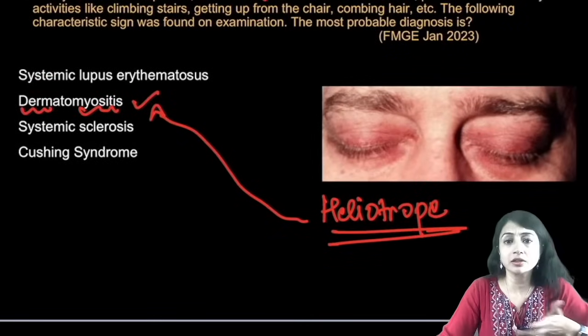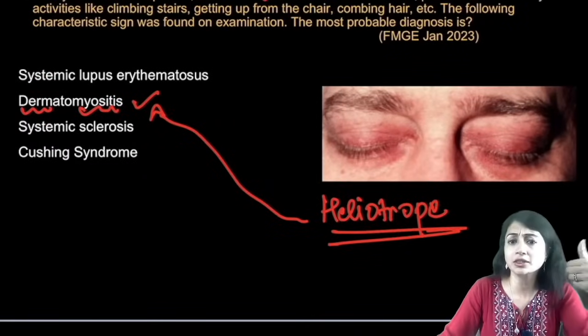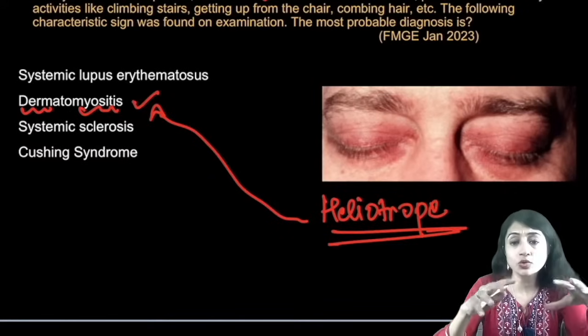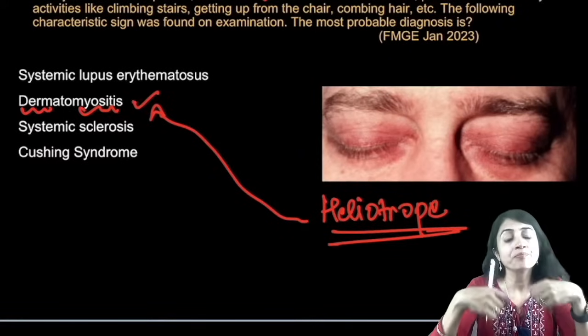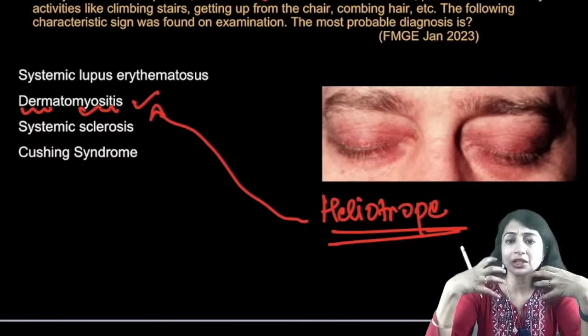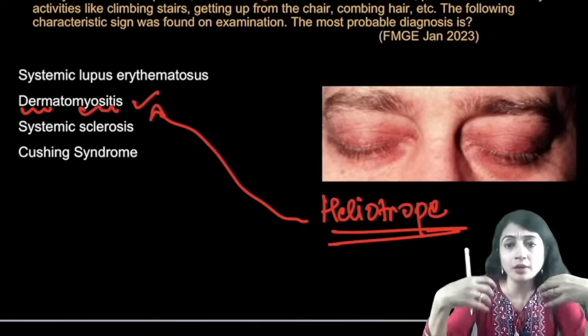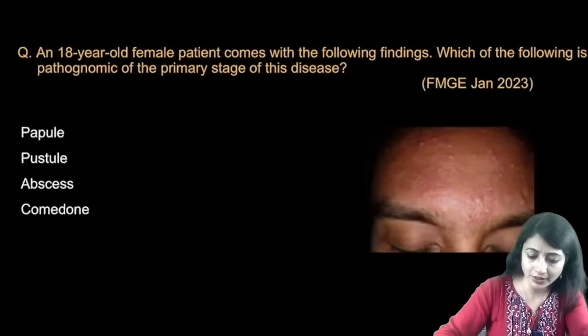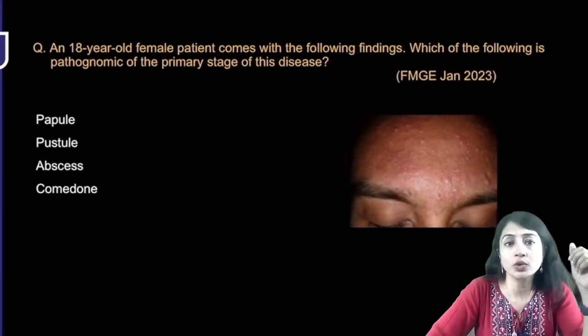Is there anything in the other options that you want me to discuss? So quickly, SLE will have malar rash. Systemic sclerosis will have bound down skin. Cushing syndrome will have telangiectasias, buffalo hump, obesity, and you all know all the steroid related side effects. So moving on to the next question.